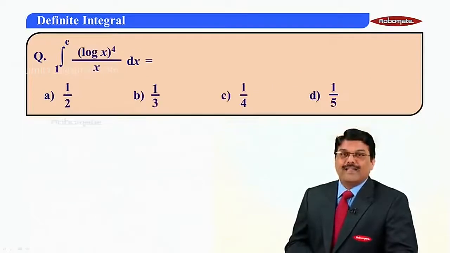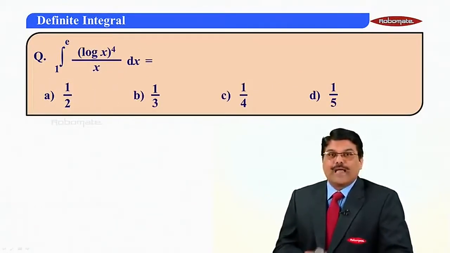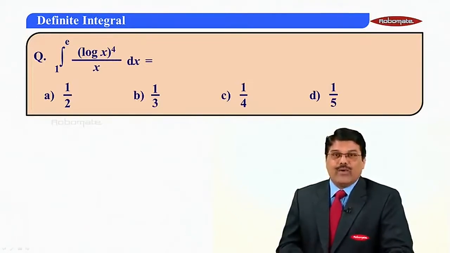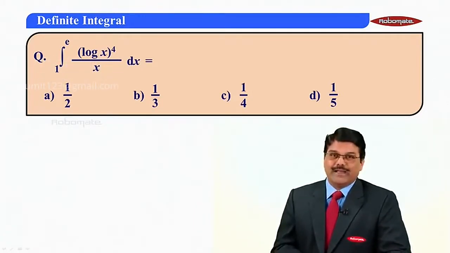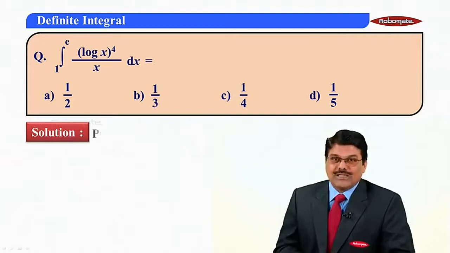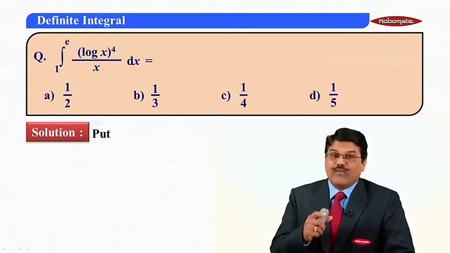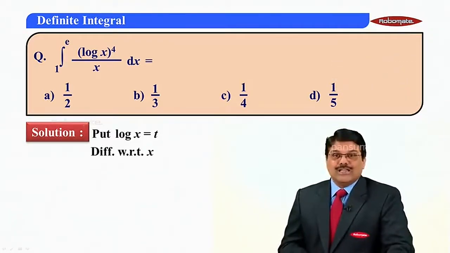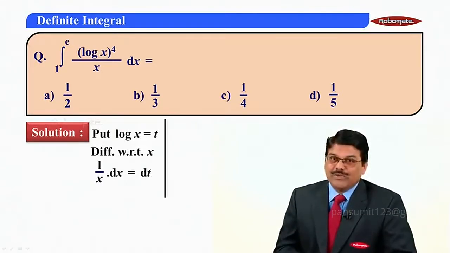Now, next sum. That is, integration goes from 1 to e, (log of x) the whole bracket raised to 4 upon x with respect to dx. The options are given: A, half, B, 1 by 3, C, 1 by 4, and D, 1 by 5. Let's see the solution. Since log x is given in numerator and along with that we have 1 upon x dx, is it? So, put log x is equal to t. Differentiate with respect to x, derivative is 1 upon x dx equal to dt.